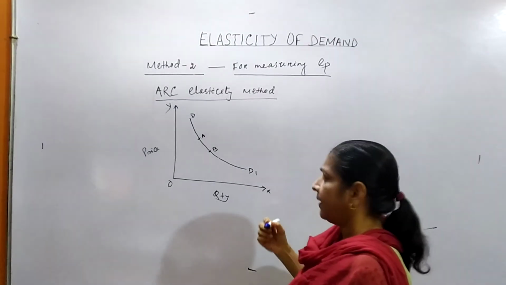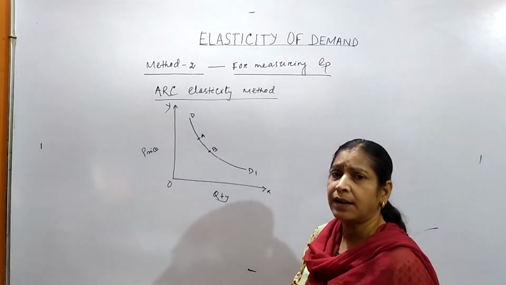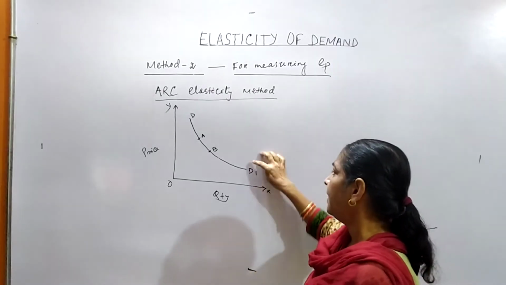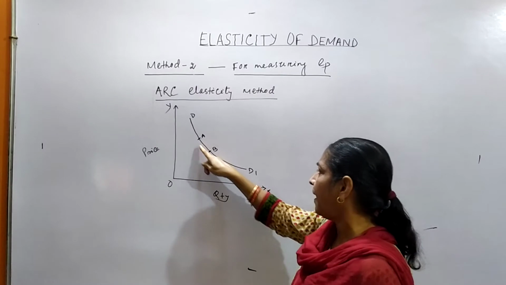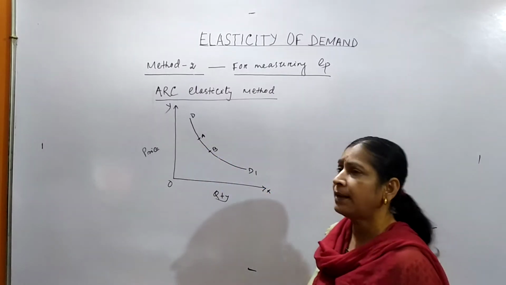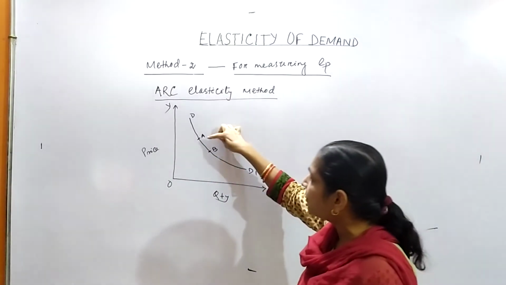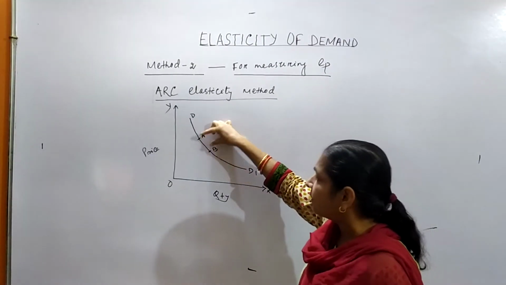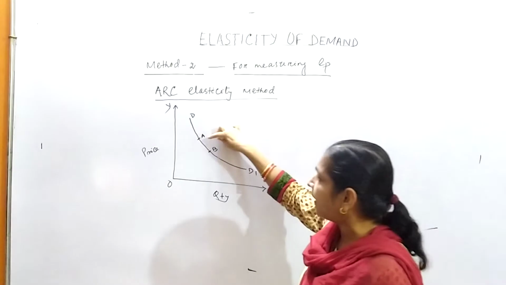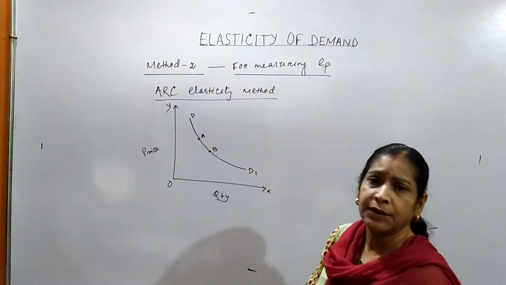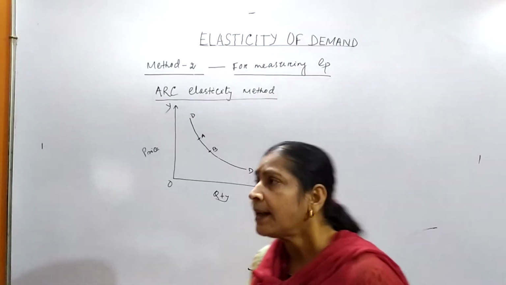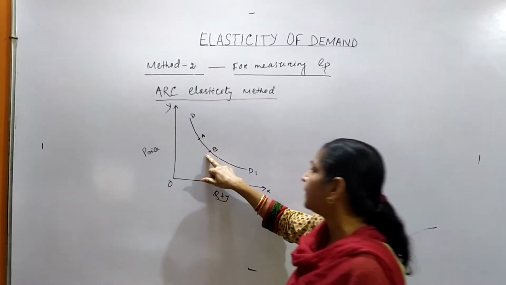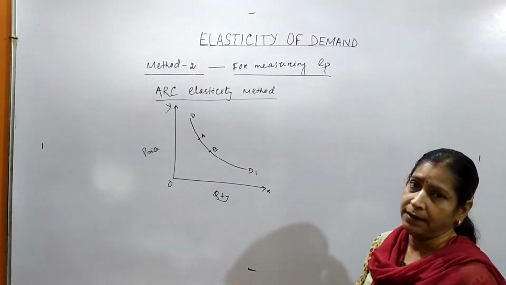How will we calculate price elasticity of demand on an arc of a demand curve? This is AB. That means how will we calculate price elasticity of demand from point A to point B, the elasticity for the difference between point A and point B?